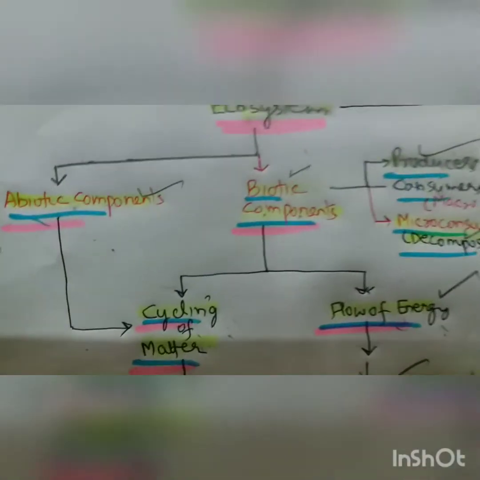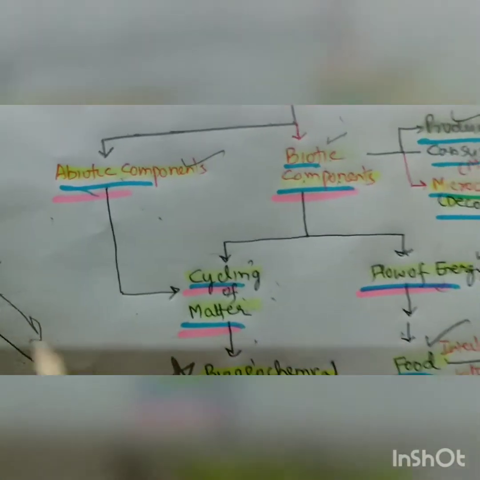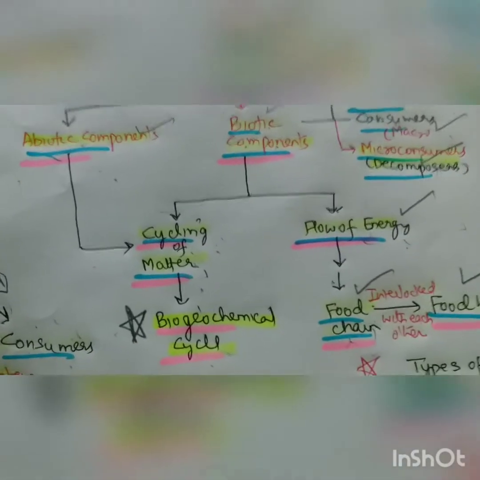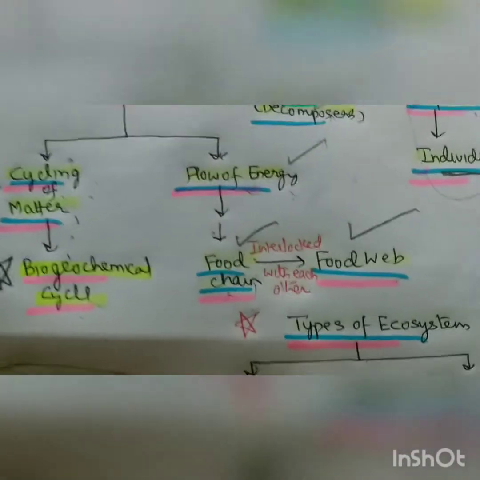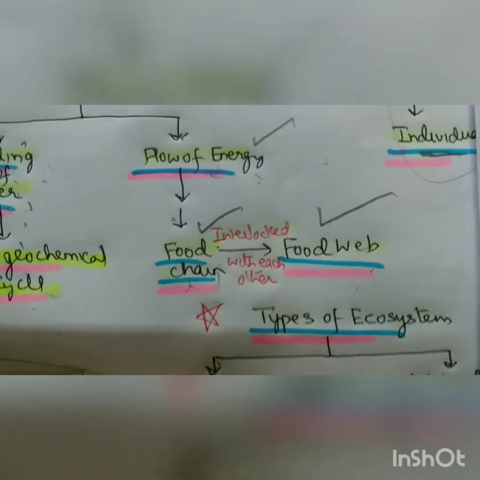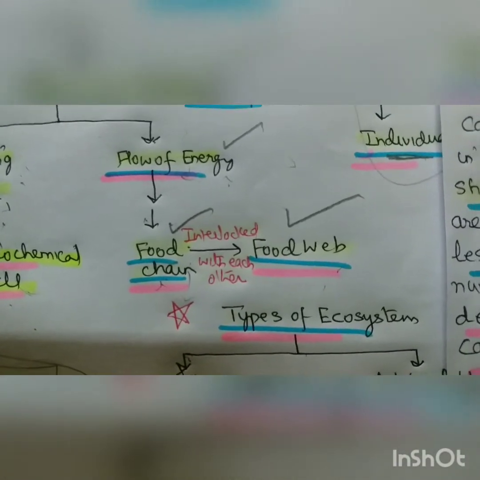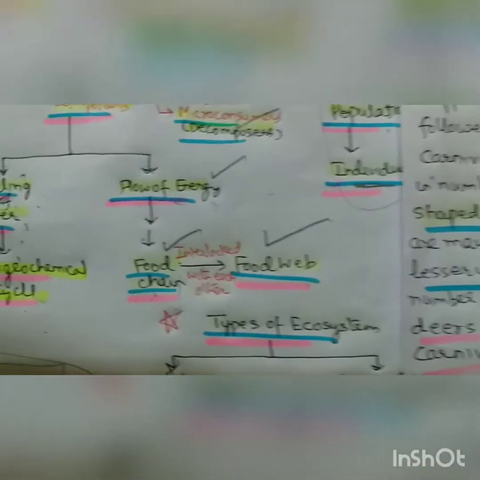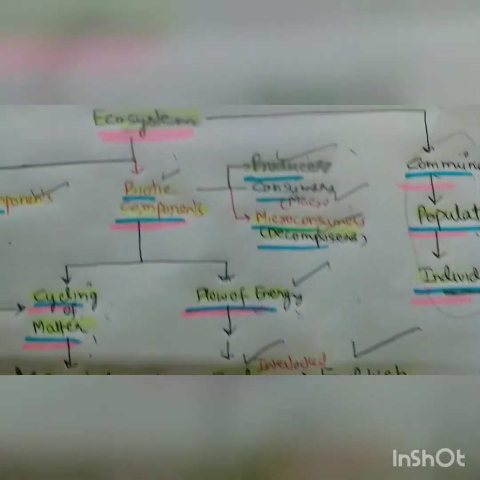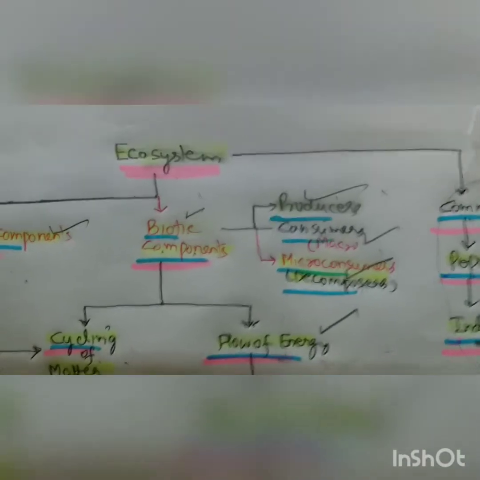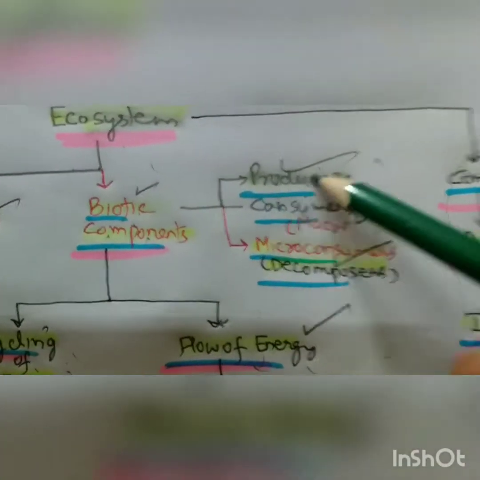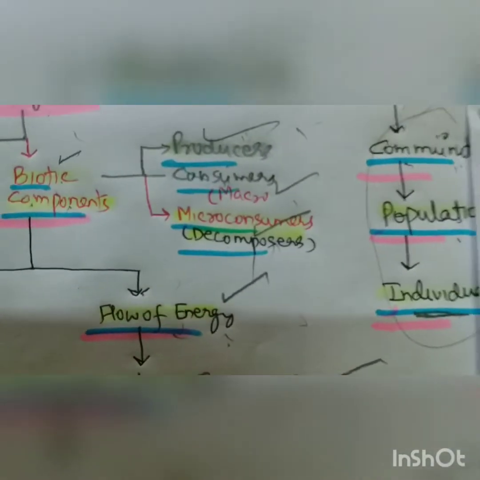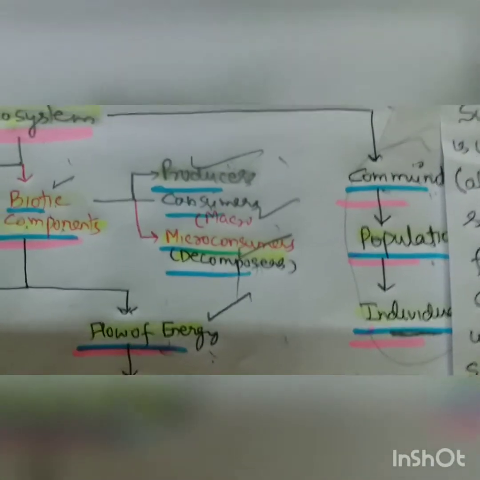As I already told you, there are two components, biotic and abiotic. In abiotic, there is cycling of matter, which we did yesterday, that is biogeochemical cycling, the nitrogen and carbon cycle, besides the water cycle. And flow of energy is food chain and food web, which we did, and flow of energy in ecosystem we will do tomorrow, and we will wrap up the ecosystem. And biotic components are producers, consumers, micro consumers, decomposers, which are at the T6 trophic level.